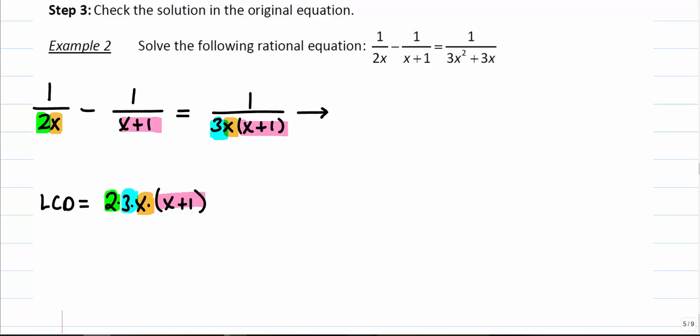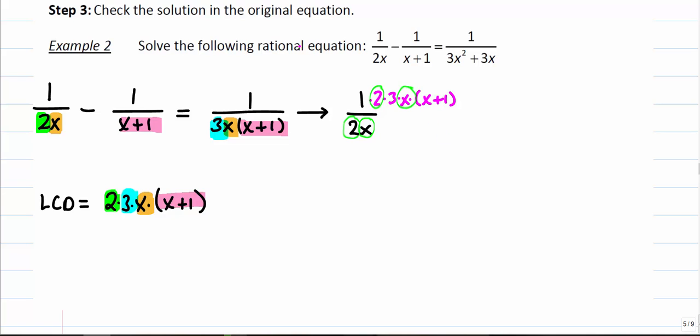Now, when I multiply here, I like to leave my LCD written out, meaning when I multiply this by 2 times 3 times x plus 1. For that first fraction, I can see that the 2 and the x are going to cancel out with the 2 and the x down here. So that's going to leave me with, again, this and this are going to cancel with this.